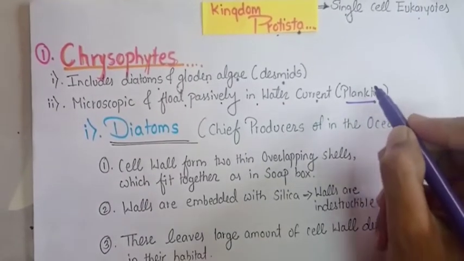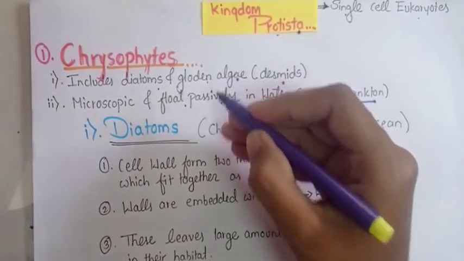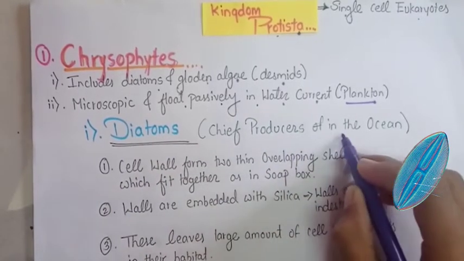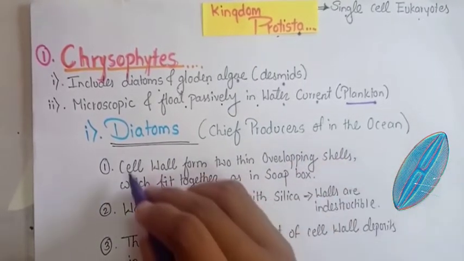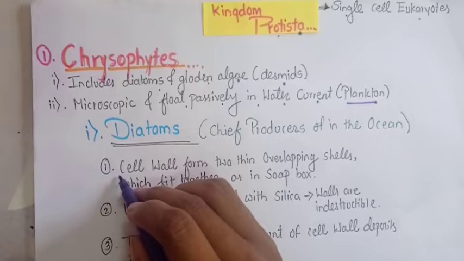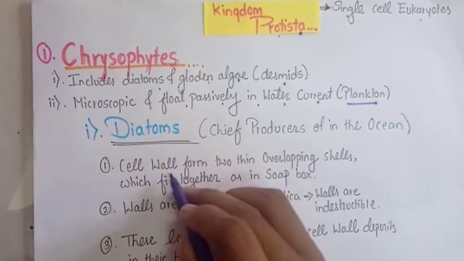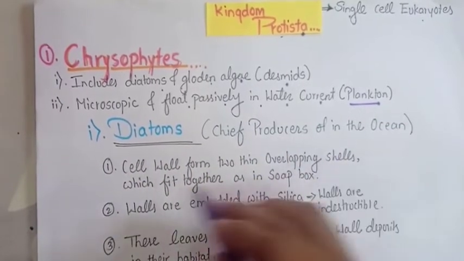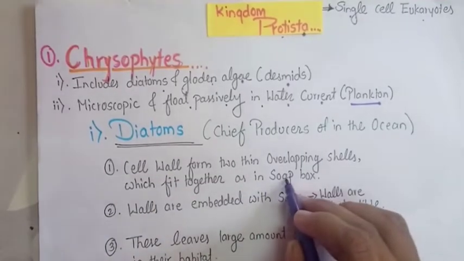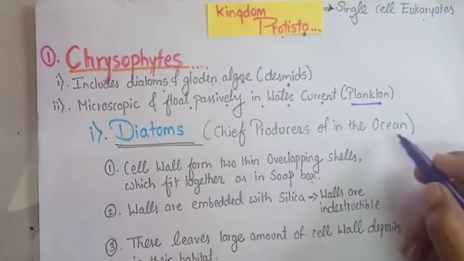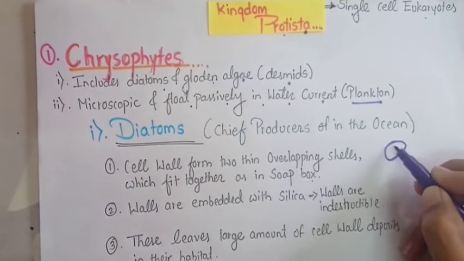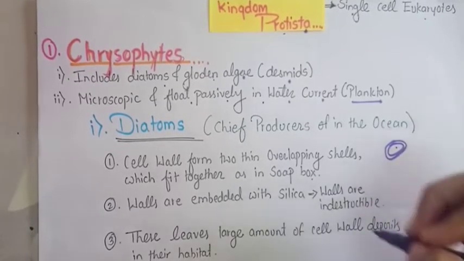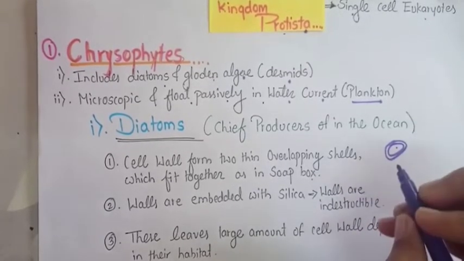Now, the first example that we take under the Chrysophytes is the diatoms. These are the chief producers in the ocean. The first point to remember about diatoms is that the cell wall forms two thin overlapping shells which fit together like a soap box. Just as the soap box is fitted with the top and bottom cap, in the same way the two layers fit together.